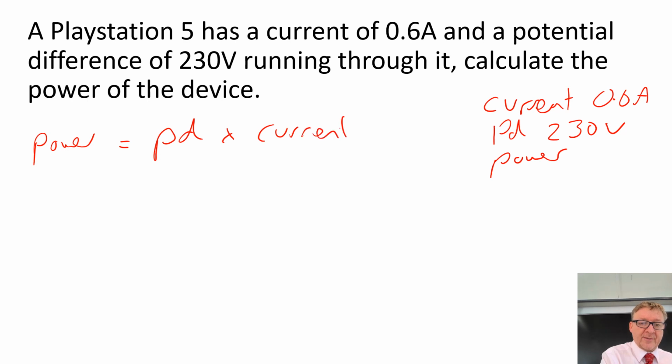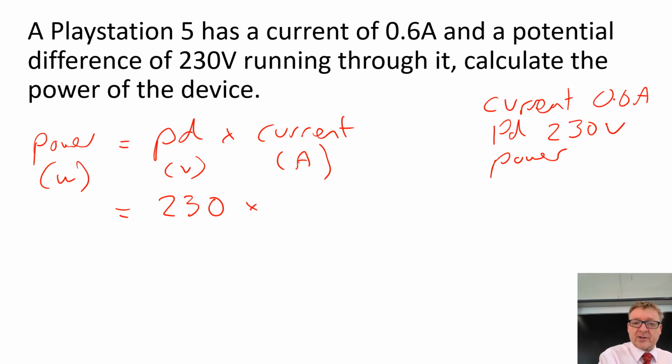Now obviously you write them out in full. Watts, volts, amps. Substitute in. Potential difference 230 multiplied by the current 0.6 equals 138 watts.